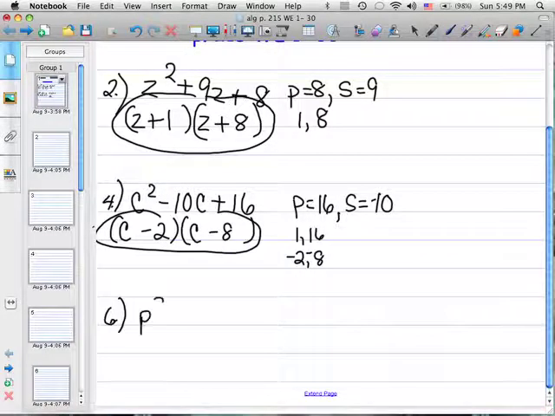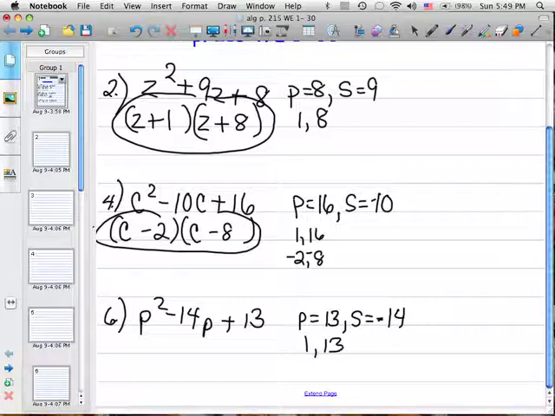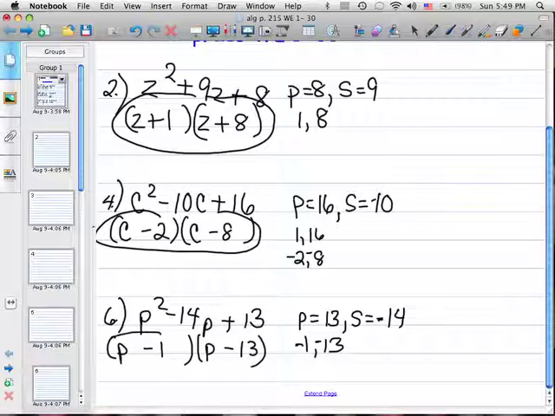Problem number 6, p squared minus 14p plus 13. The product is 13. The sum is negative 14. The factors of 13 are just 1 and 13, and those 2 numbers will work, but they both have to be negative to make negative 14. So factor, take the square root of p squared, which is p. One of them has to be minus 1, and one has to be minus 13.